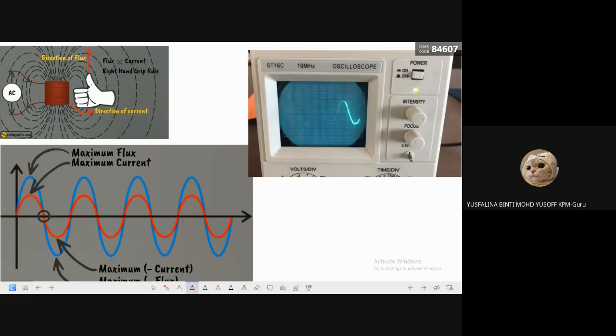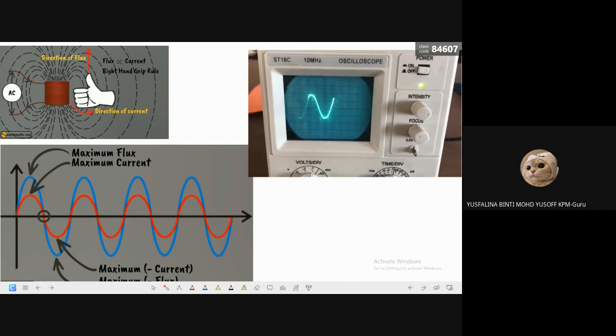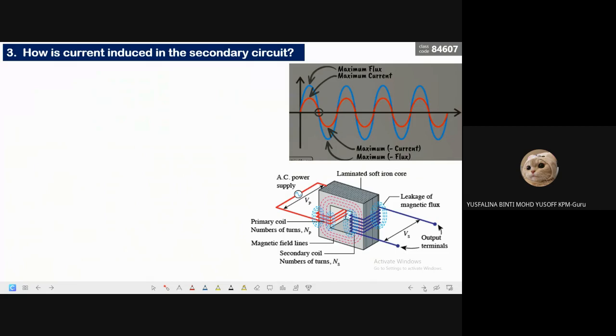This is actually the right hand grip rule, and this is the oscilloscope. Maximum flux, maximum current. Flux is actually the maximum magnetic field, and this is the maximum current being produced. We have this one in the lab, so maybe if we have time, I will show you how to use it.